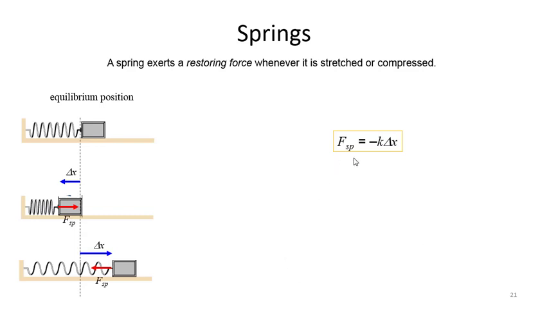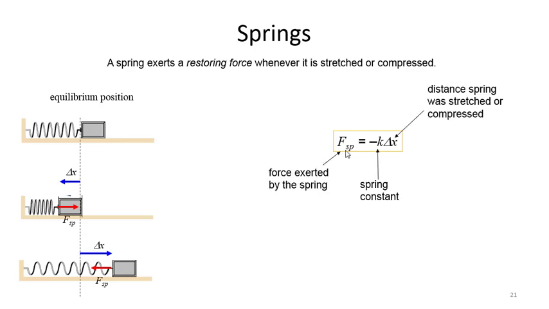And we can calculate how big the spring force is. This is the formula that lets us calculate how big the spring force is. So this is the force exerted by the spring. This is just a usual force, a regular force measured in newtons. It's going to be equal to negative, we'll talk about the negative in a second, k times delta x.